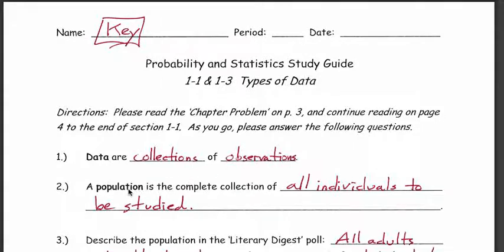So, a population is the complete collection of all individuals to be studied. And something to think about, the individuals don't have to be people. Those individuals could be individual automobiles, they could be individual M&Ms, they could be individual orangutans. So, they don't have to be people.